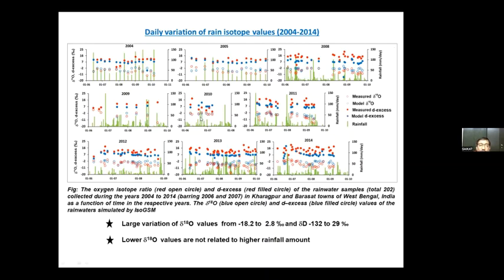Usually we consider that the heavier rainfall events are always associated with lower isotope values. But when we plot the local rainfall values, we can see that lower delta values are not necessarily associated with the heavier rainfall event. So there must be some other processes triggering the isotope lowering over our region. That is something we are going to study now.